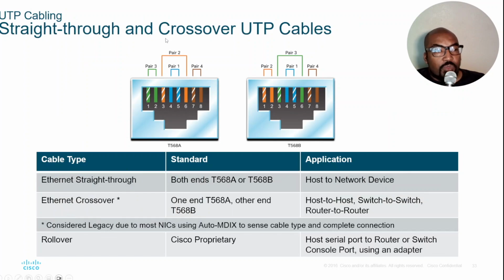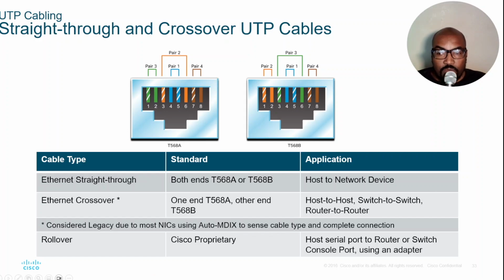So UTP cable, straight through and crossover UTP cables. Take note of these numbers and the different colors. This is what I was explaining to you about each one of these little cables. They all have a purpose. Ethernet straight through cables: both ends T568A or T568B, host to network devices. Ethernet crossover cables: one end is T568A, and the other end is T568B. It's like host to host, switch to switch, and router to router.